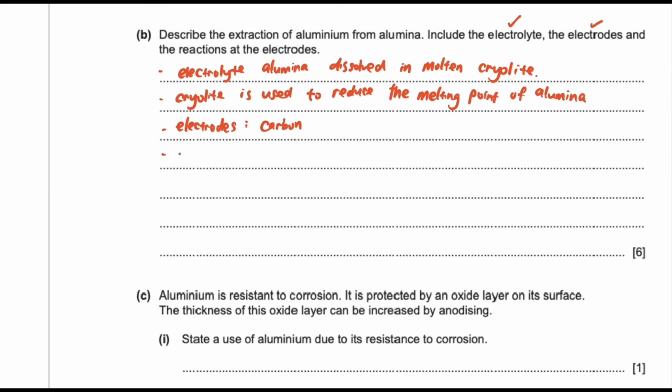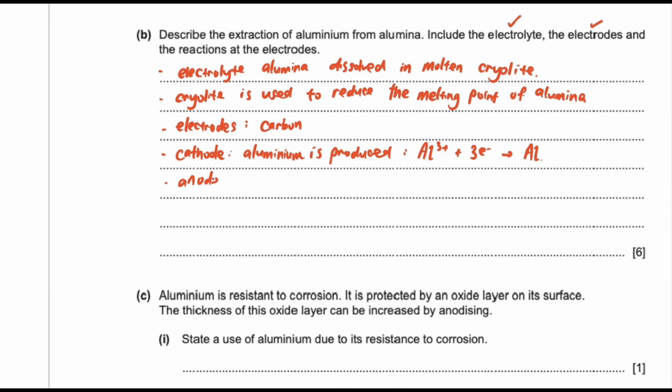The fourth point is the cathode, let's say. Aluminium is produced. Then we write the equation: Al3+ plus 3 electrons become aluminium. Okay, now the fourth point, 1, 2, 3, 4, the fifth point, anode.